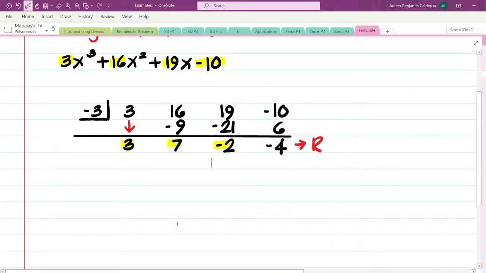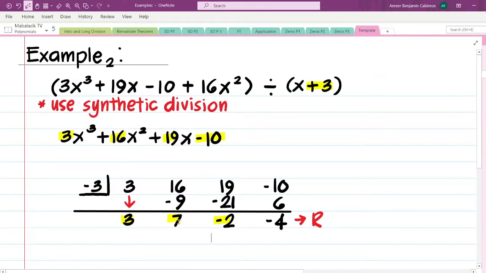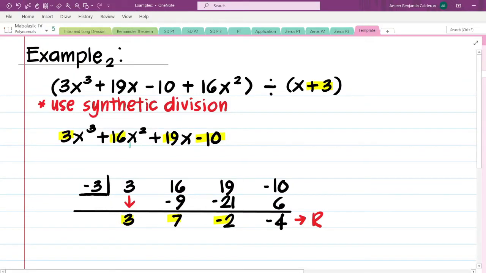So what will our final answer be? Let us take a look at the degree of our dividend. What is the degree of our dividend? When we say degree, it is the largest exponent when the polynomial is in standard form. So basically, it's just the first exponent when it is in standard form. So that is 3. We subtract the degree of the dividend and the degree of the divisor.